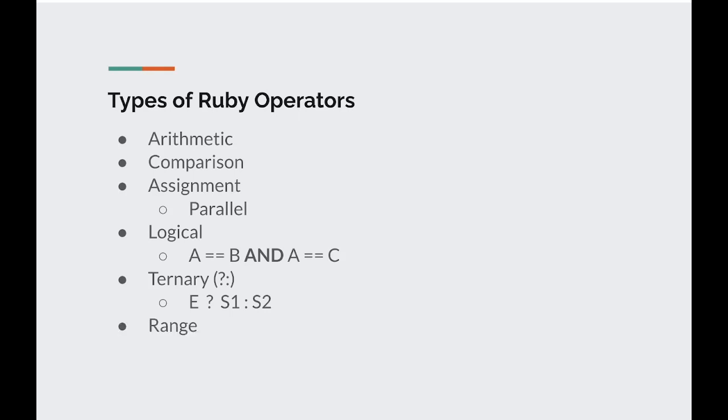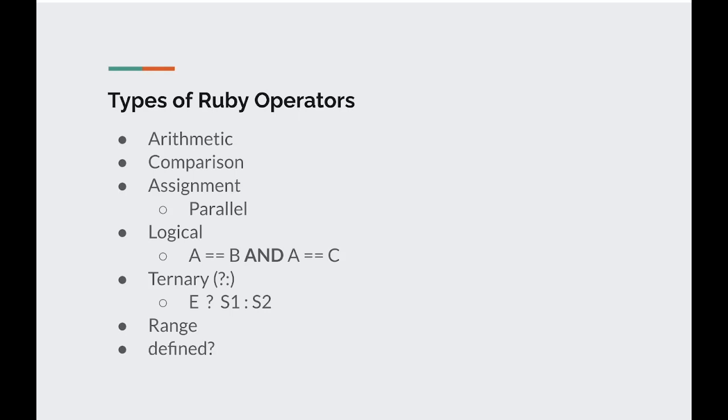The next type is range operator. Range operators help us to create a particular sequence range of elements. So for example, if we want to generate a range of numbers from 1 to 10 or 1 to 100, then we use these range operators.